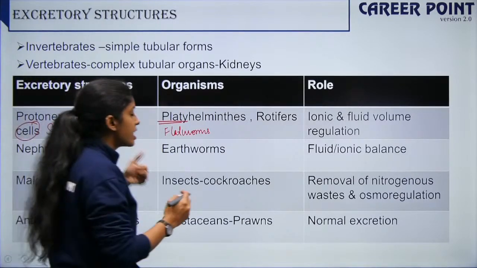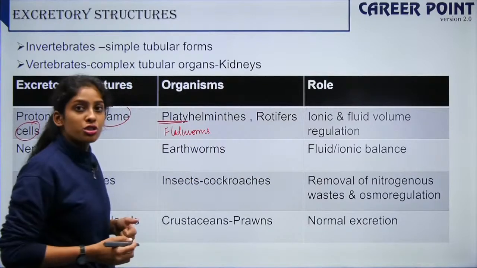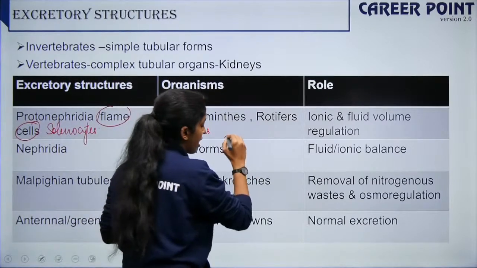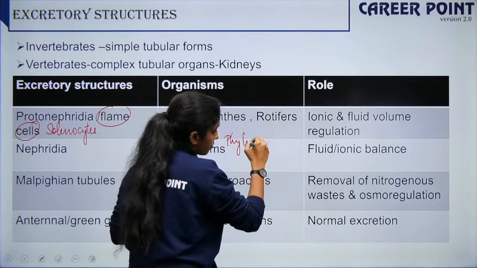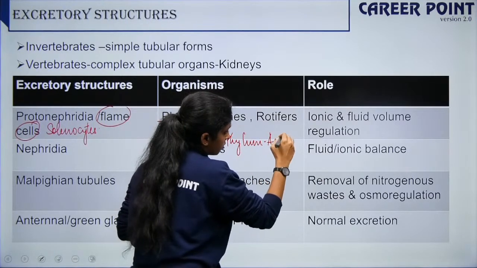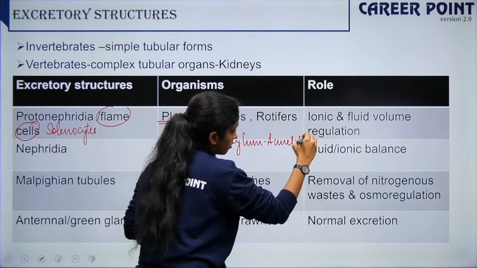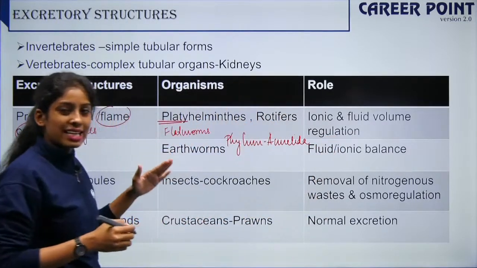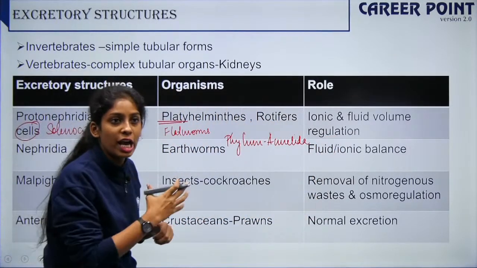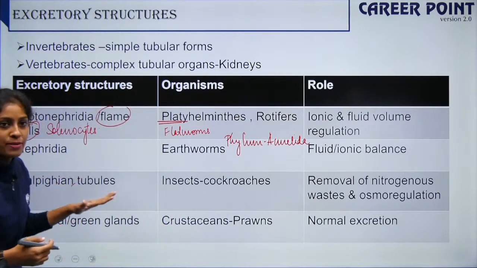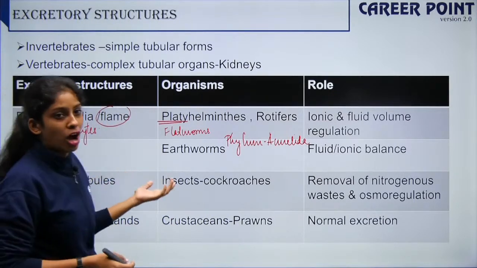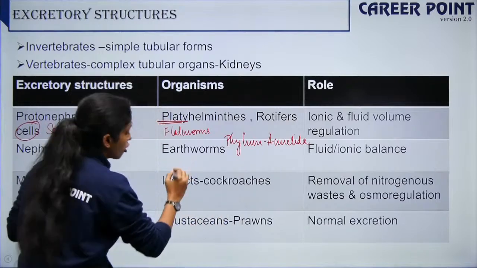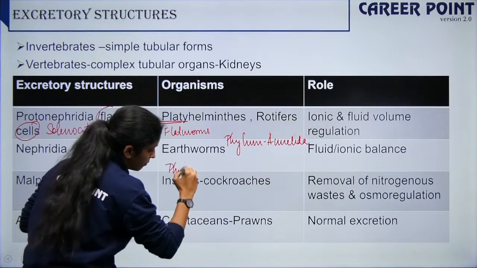Nephridia is seen in earthworms. Earthworms belong to the phylum Annelida. Fine. They have fluid and ionic balance. Again, they help in the maintenance of fluid and ionic balance. Next are the Malpighian tubules. Malpighian tubules are common in insects. Insects belong to phylum Arthropoda.